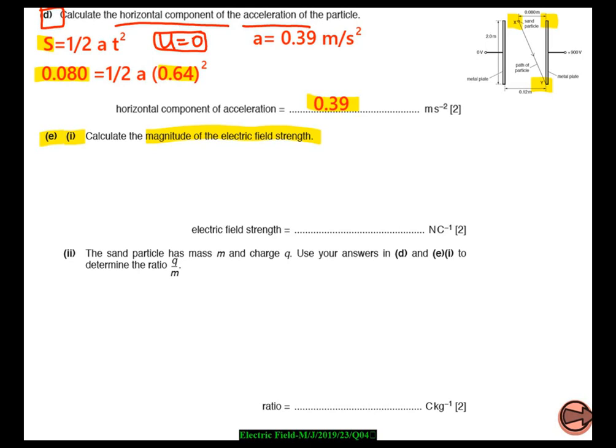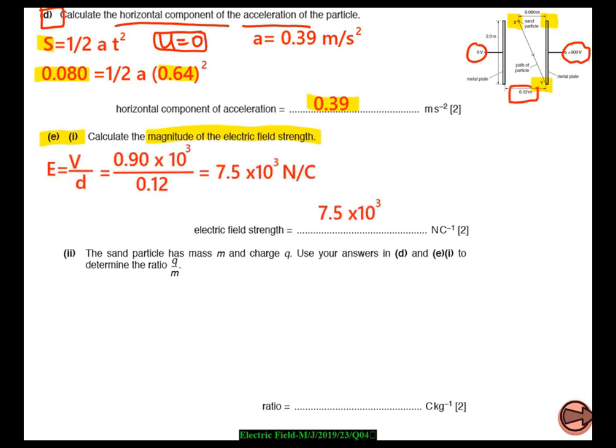As it is a uniform electric field, we simply need to use E is equal to the potential difference between the two plates divided by the separation between the plates. So this is the value of the potential difference between the plates, and this is the value of the distance between the plates. We just need to do basic calculations and we will get our final answer. So let's move on to the next part now.